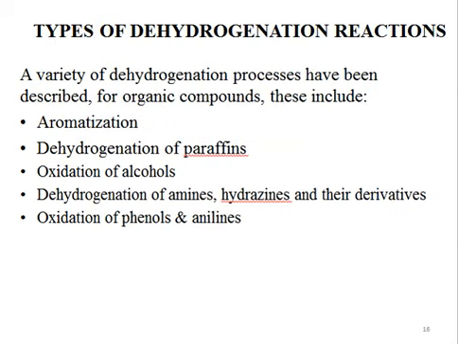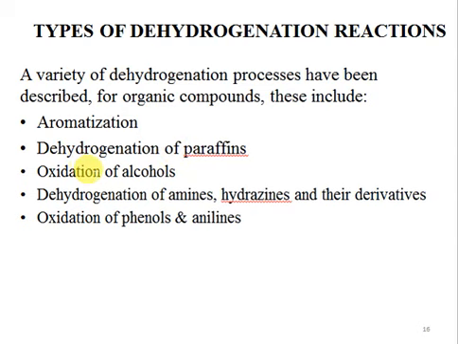There are different types of dehydrogenation reactions, right? These involve aromatization. When we have a 6-membered ring and we carry out elimination of hydrogens from the 6-membered ring, we get a benzene ring. That's an example of aromatization. Then we have dehydrogenation of paraffins. Paraffin means having little affinity, so alkanes are also known as paraffins.